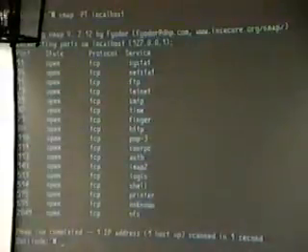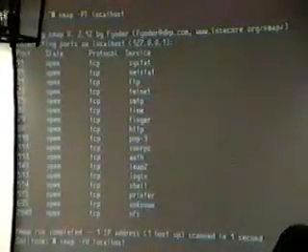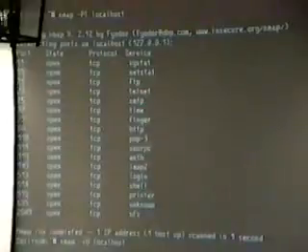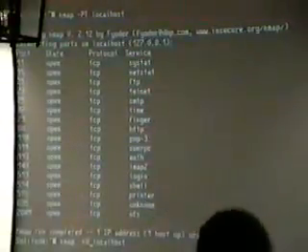The next scan is -sU. This is a UDP scan. This method is used to determine which UDP ports are open on a host. It sends a 0-byte UDP packet to each port on the target machine. If we receive an ICMP port unreachable message, then the port is closed.